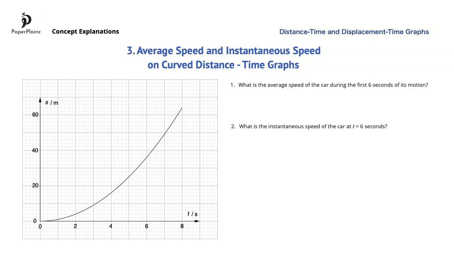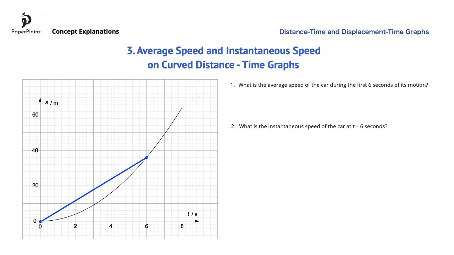In the first question, we are looking for the average speed of the car during the first 6 seconds of its motion. In other words, we are trying to find the average speed between this point and this point. We have seen that the gradient of a distance-time graph gives us the speed. So to find the average speed between these 2 points, we have to find the gradient of the line connecting them. The gradient here is change in distance over change in time.